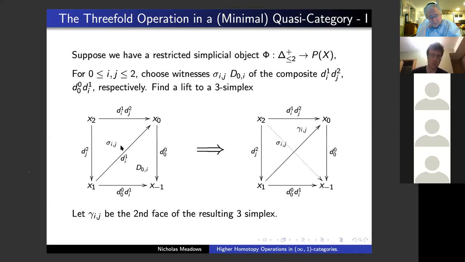The superscript says which x_i it's starting from. For instance, d_2j is starting from x_2, d_1j is starting from x_1, and superscript 1 subscript i says that it's starting from x_1. So what we get is the inclusion of two faces of a 3-simplex into the 3-simplex. This is an inner anodyne map, which means we can always fill this in a quasi-category. And so we get a resulting 3-simplex.